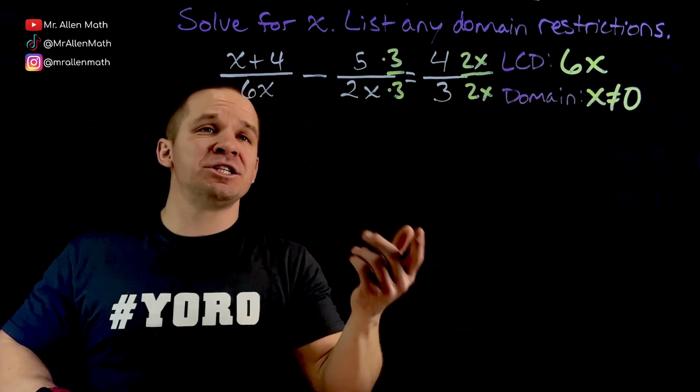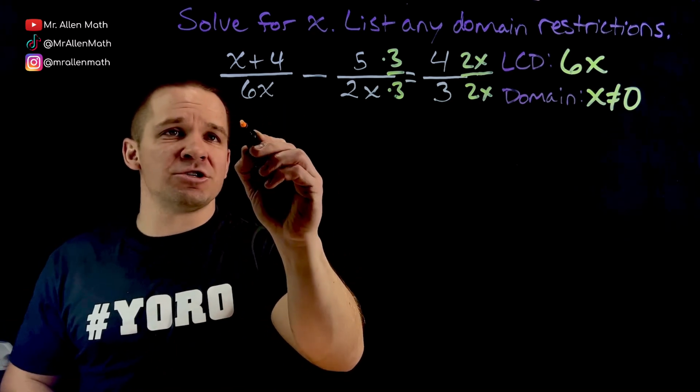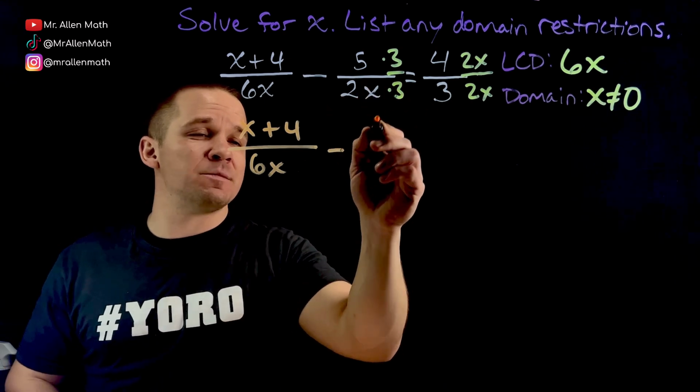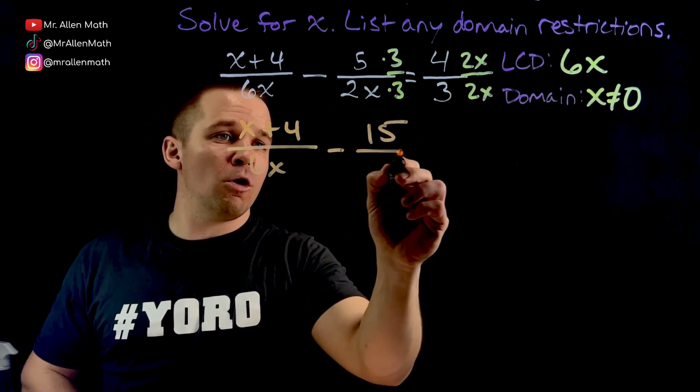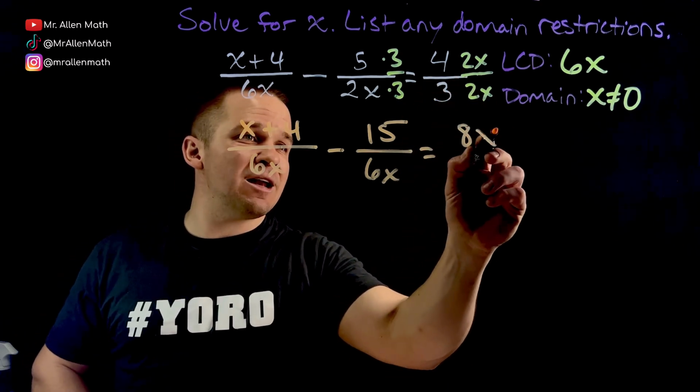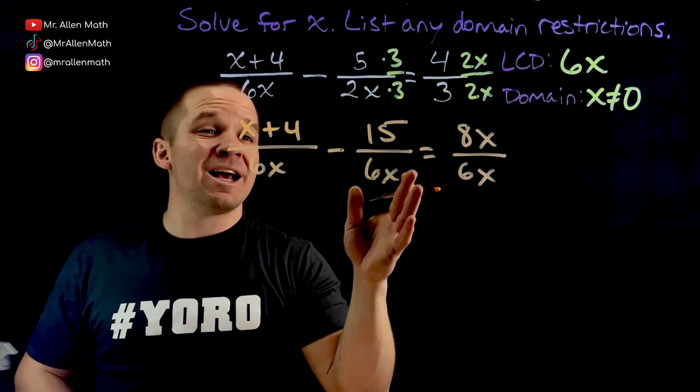Let us continue. The first one here doesn't change: x plus 4 over 6x, minus 5 times 3 is going to be 15 over 6x, equals 2x times 4, which is going to give me 8x over 6x.